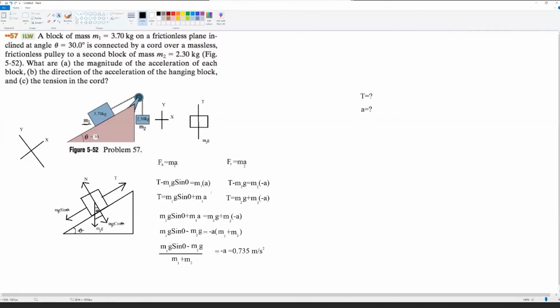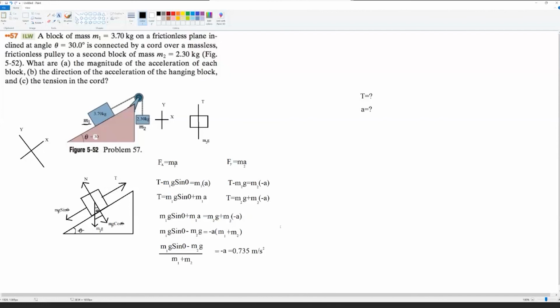Okay, I've done quite a few steps with the algebra here, so hopefully you understand it. We've set them equal to each other, and we've solved for a right here. So put these all on one side. Then all you've got to do is go back and plug in the numbers. So you plug in 3.7 here, 2.3 here, your angle of 30 degrees, and the value of gravity. Once you do this, it should equal a positive 0.735 meters per second squared. So that's solved for our acceleration.